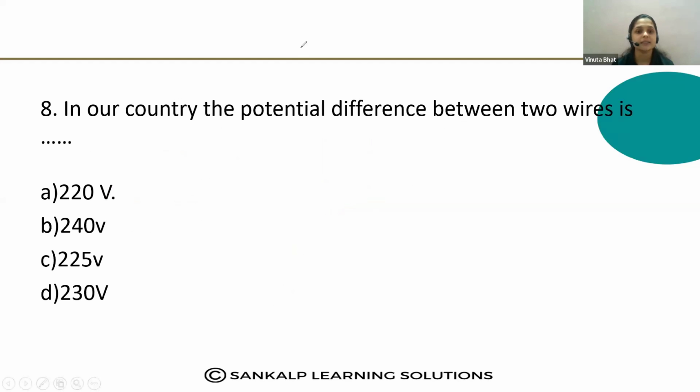In our country, the potential difference between the two wires is 220 volt, 240 volt, 225 volt, 230 volt. So what is the potential difference between the two wires? We know that it is 220 volt in our country. Okay. So the potential difference is 220 volt. Option A is the correct answer.